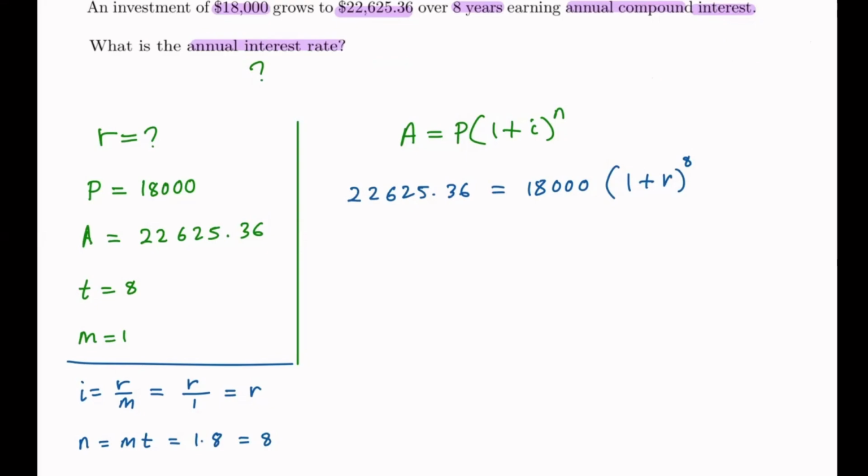So we're going to go ahead and divide both sides by 18,000 first. So we have 22,625.36 divided by 18,000 is equal to 1 plus R to the power of 8. Now, feel free to use your calculator to get the decimal of this. I'm going to put everything at once, so do the calculation at the end.